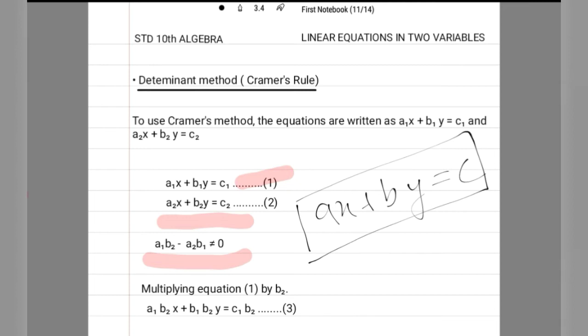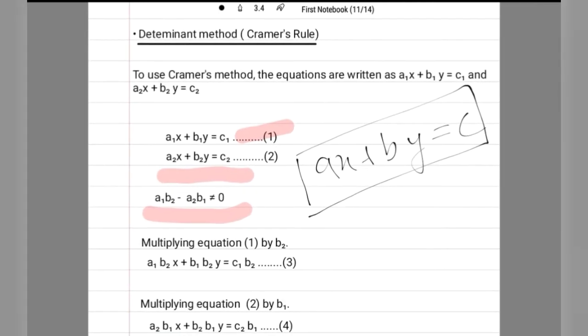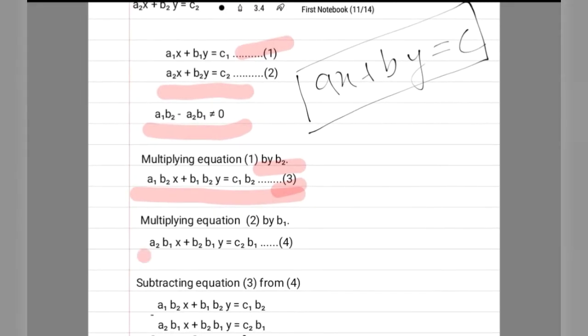Okay. Now let's start solving these equations and get the values of x and y in terms of coefficients. So the first equation, we multiply it by b2 here, and we get the new equation as a1b2x plus b1b2y is equal to c1b2. This is the third equation. And the second equation, we multiply it by b1 and we get the new equation as a2b1x plus b2b1y is equal to c2b1, and this is the fourth equation. Now why did we multiply it by b2 and b1? Because we wanted to equate the coefficients of y.